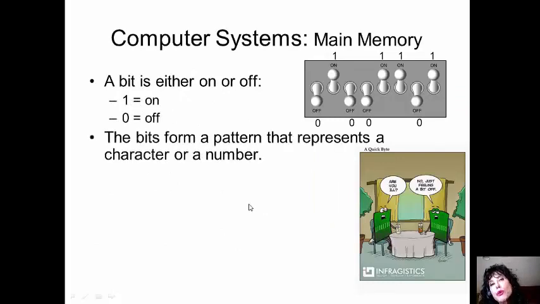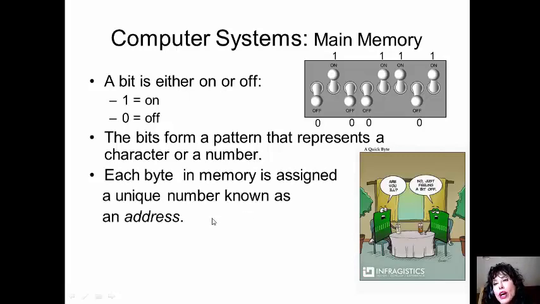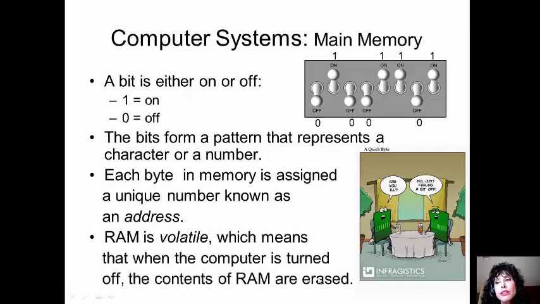And the bits form a pattern that represents a character or a number. And remember, this is machine language from another video. Each byte in memory is assigned a unique number known as an address. RAM is volatile, which means that when the computer is turned off, the contents of RAM are erased.